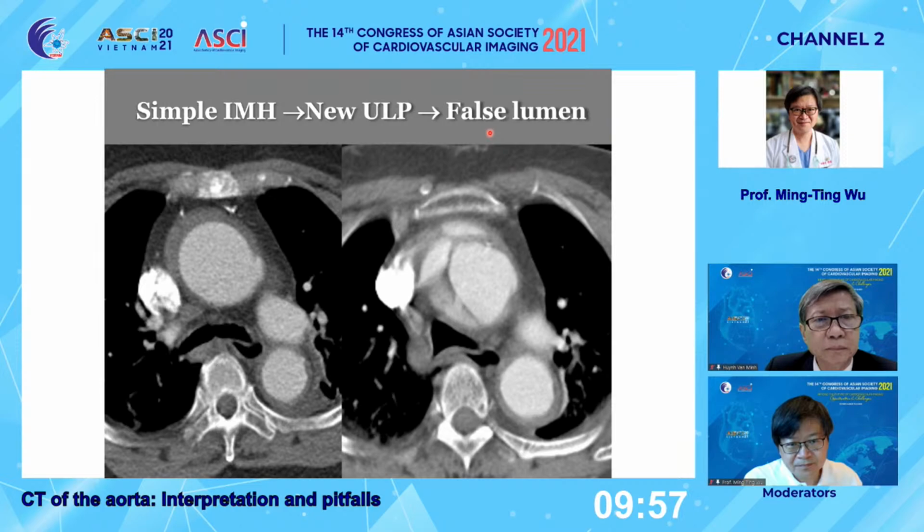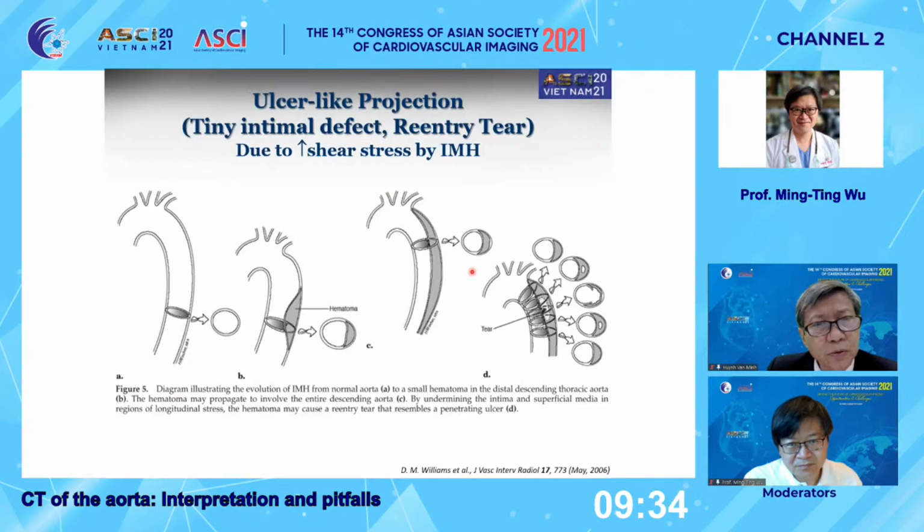If we did not scan the patient earlier, and the patient came to the emergency room at this stage of presentation, we may call it artery dissection type A, right? So why is there this ulcer-like projection?